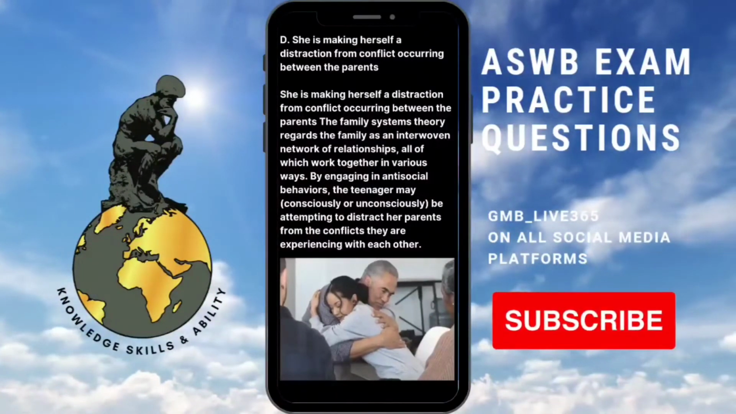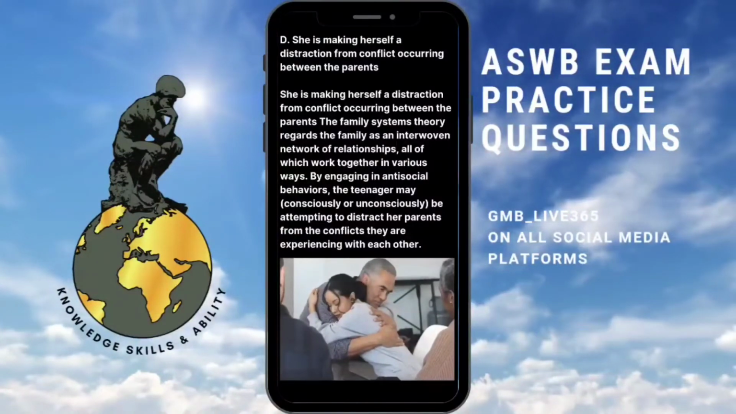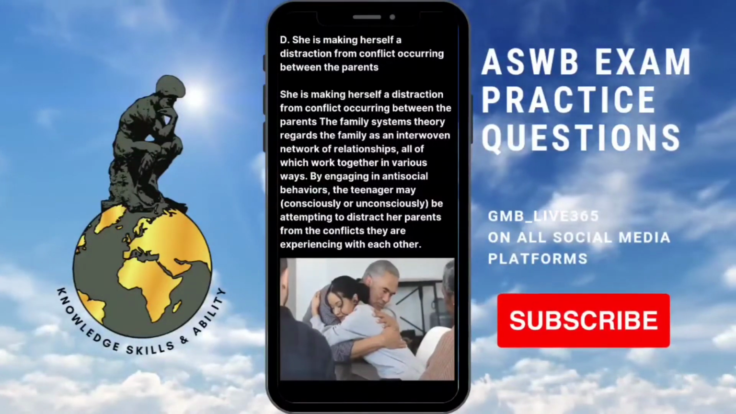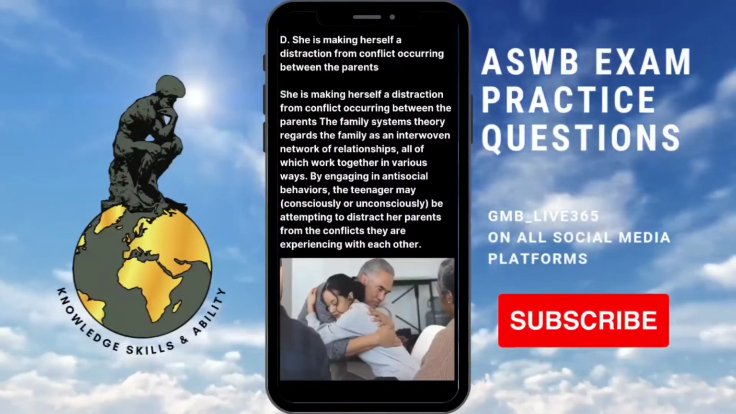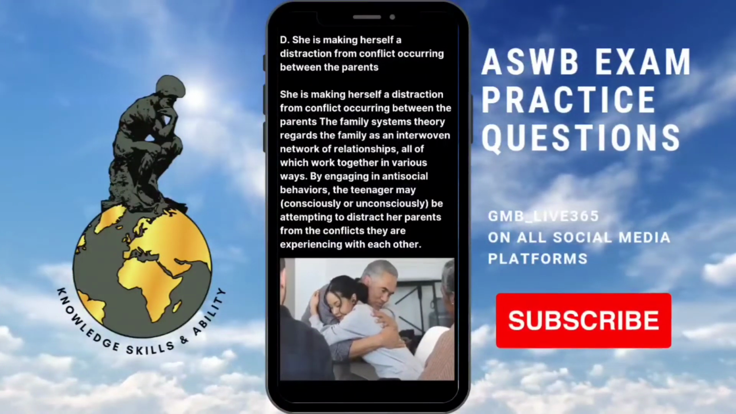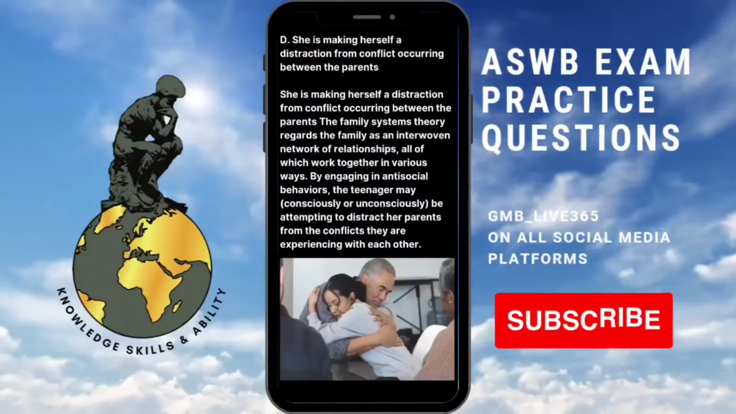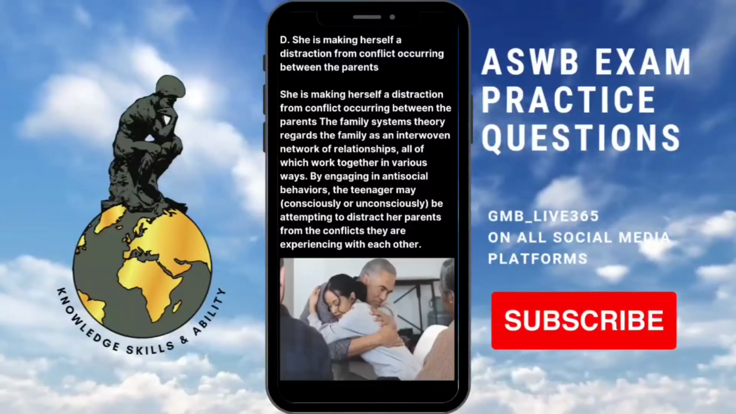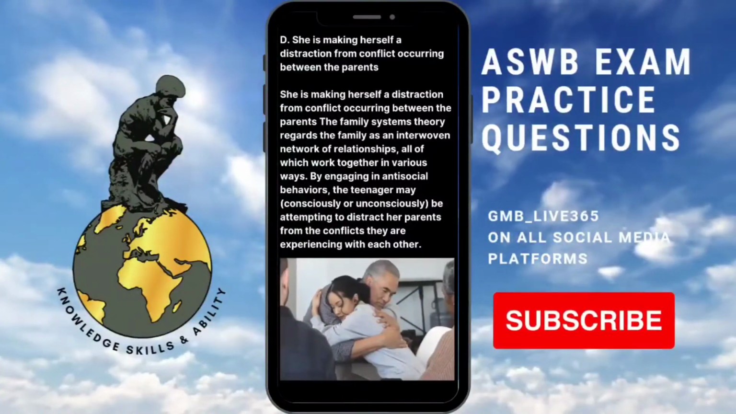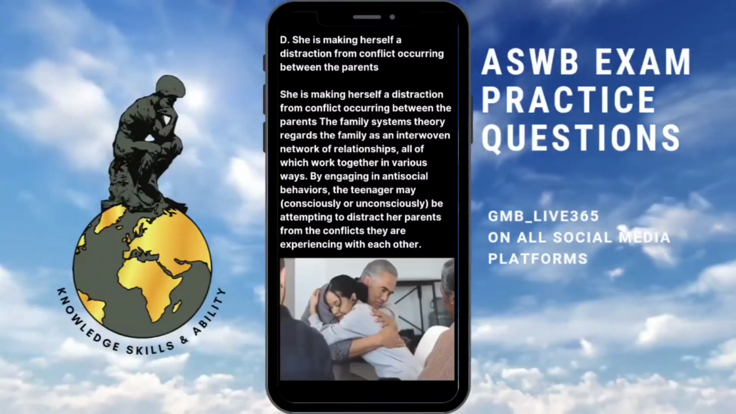D. She is making herself a distraction from conflict occurring between the parents. The family systems theory regards the family as an interwoven network of relationships, all of which work together in various ways. By engaging in antisocial behaviors, the teenager may, consciously or unconsciously, be attempting to distract her parents from the conflicts they are experiencing with each other.